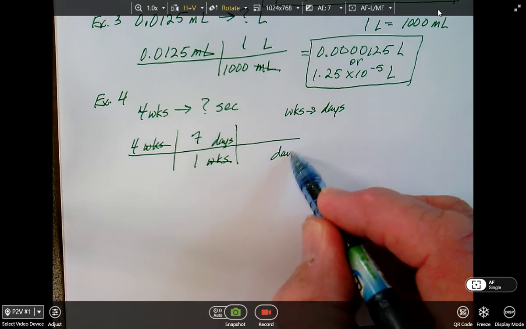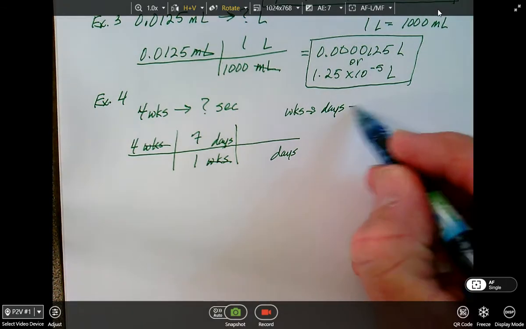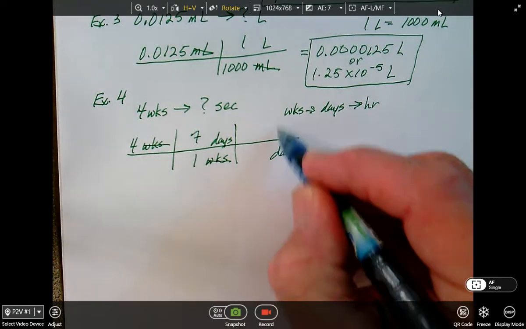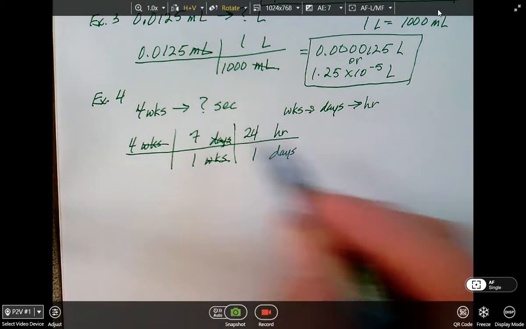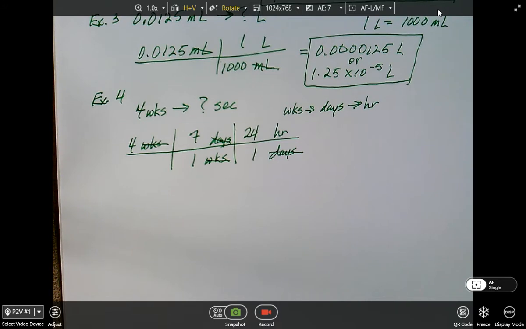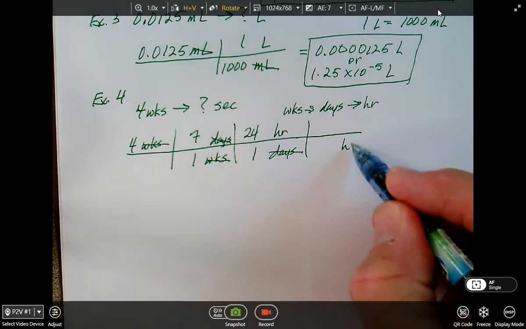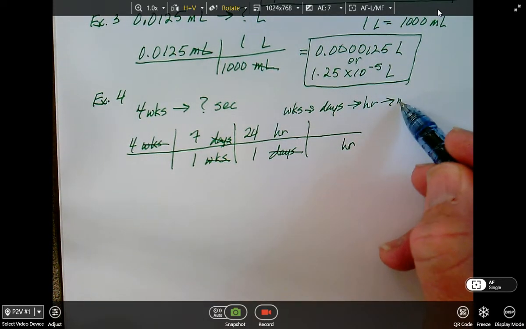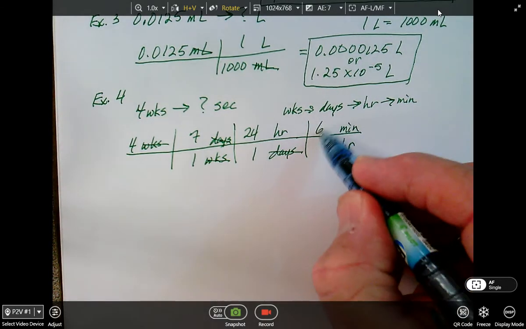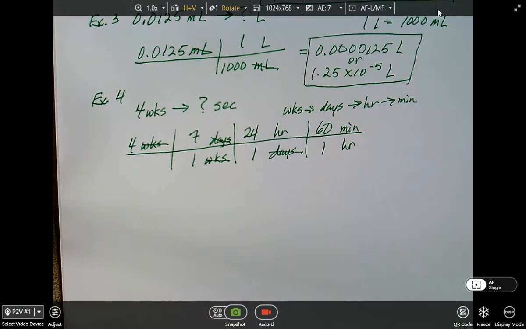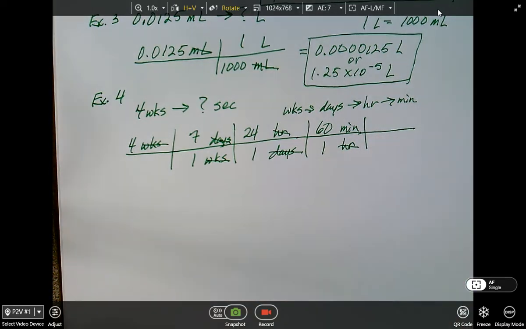Put days down here. Now, do I know how many seconds in a day? Well, not exactly, but I do know how many hours in a day. So I can convert to hours. So put hours on top. How many hours in a day? Well, 24 hours, 1 day. We all know that. Days will cancel out. Now, how many seconds are in an hour? Well, again, I don't know exactly, not right off the top of my head. So I can put hours down here. And this time I can go from hours to minutes. So put minutes on top. Well, how many minutes in an hour? That's right, 60 minutes in 1 hour. Hours cancel out.